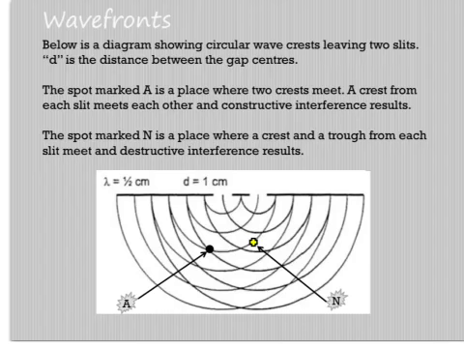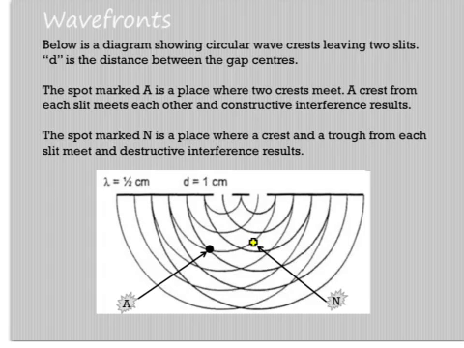The distance from the center of one slit to the center of the other slit is called D, and it is equal to 1 centimeter here. The wavelength is half a centimeter. From one crest to the next crest is half a centimeter. Look at this point A. This is where two crests meet. This crest here comes from this slit. This crest here comes from this slit. They meet here, so they build up each other, and that's what we call constructive interference.